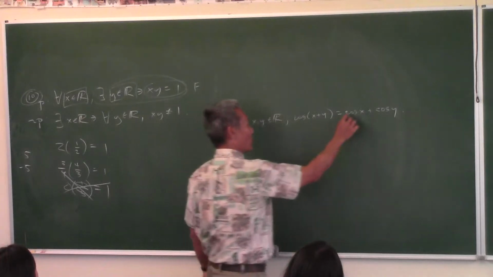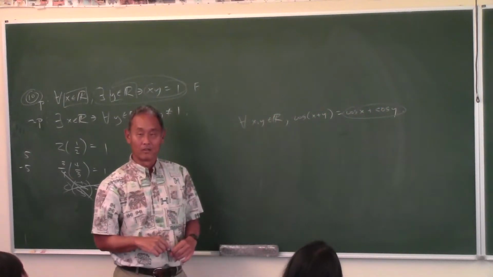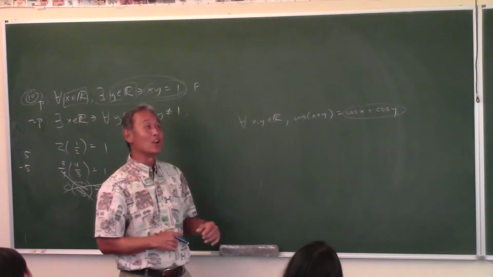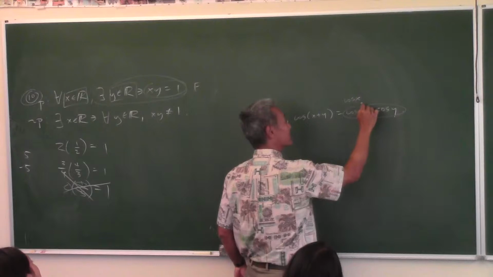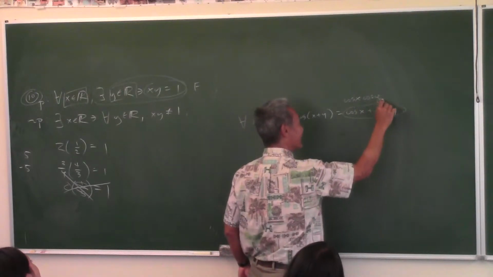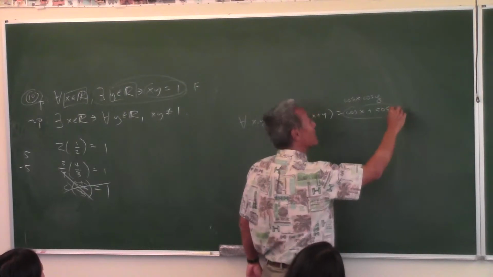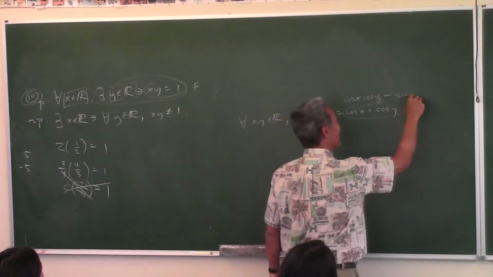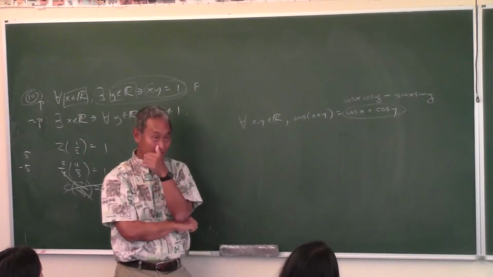Okay, so what do I need to change that to make it true? Sine. Come on, I know you guys learned this last year. Cosine x, cosine y, minus sine... minus or plus? Minus. 50-50 chance. Yeah. Minus sine x, sine y. Boom! Does that look familiar? Yes. Yeah.